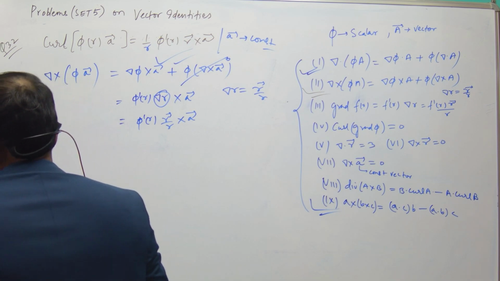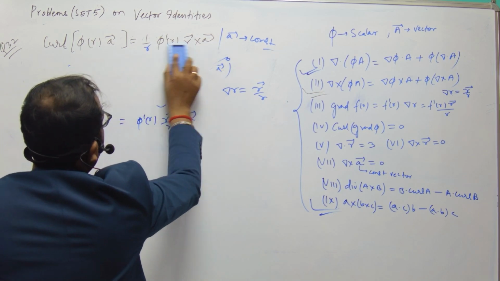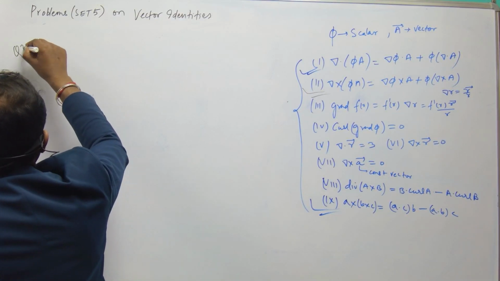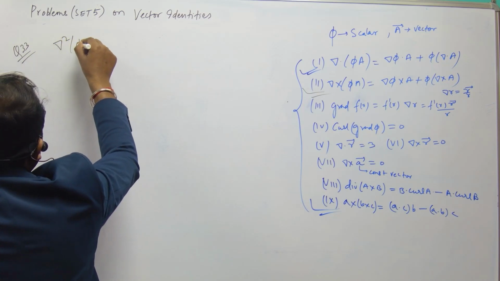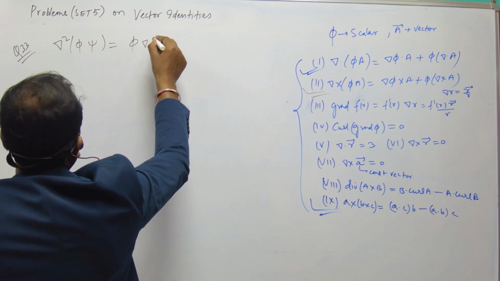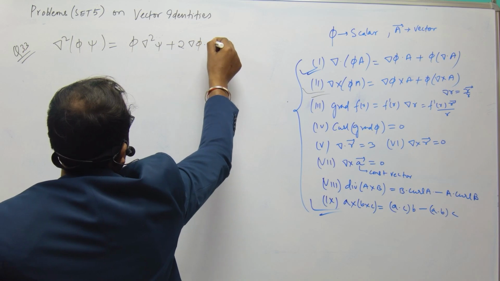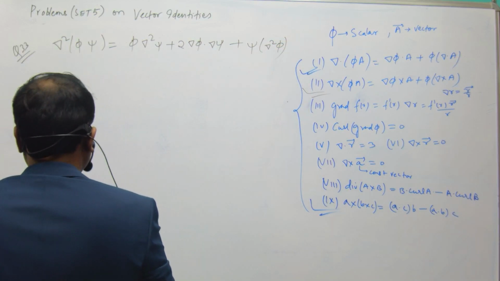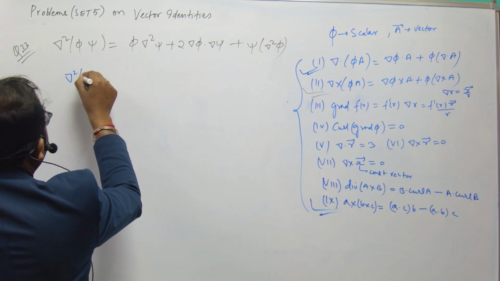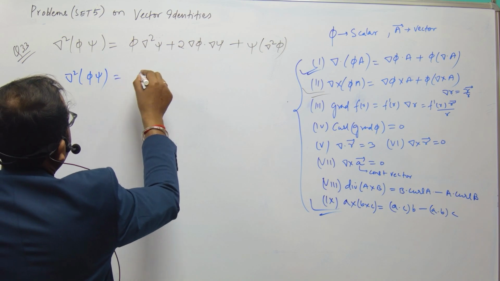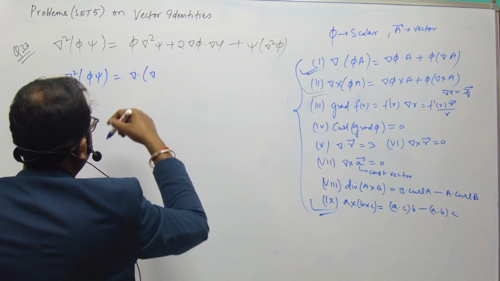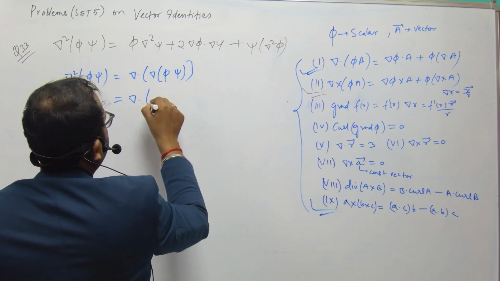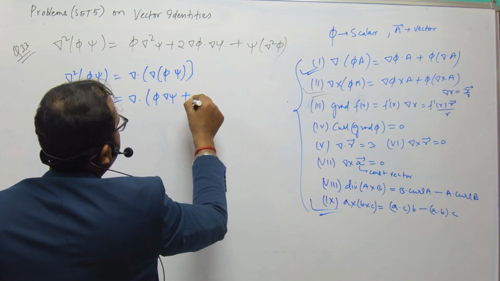Let us discuss question number 33. We have to prove that del square of phi psi equals phi del square psi plus 2 del phi dot del psi plus psi del square phi. Let us solve this. We have del square phi psi, both are scalar. We can write this as divergence of del of phi psi, that is divergence of phi times gradient of psi plus psi times gradient of phi.